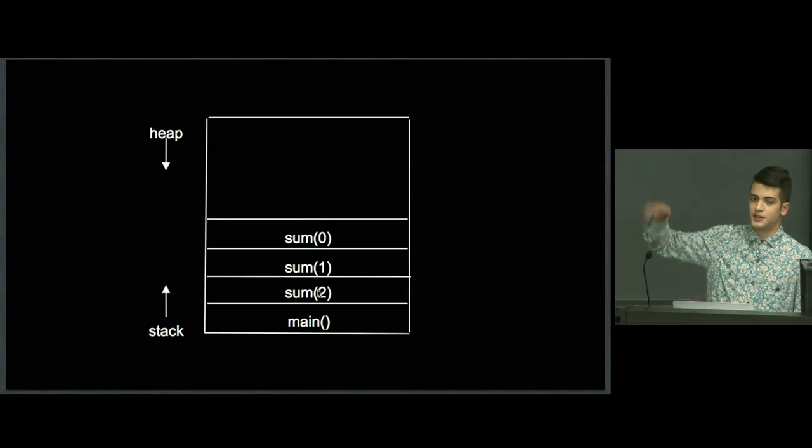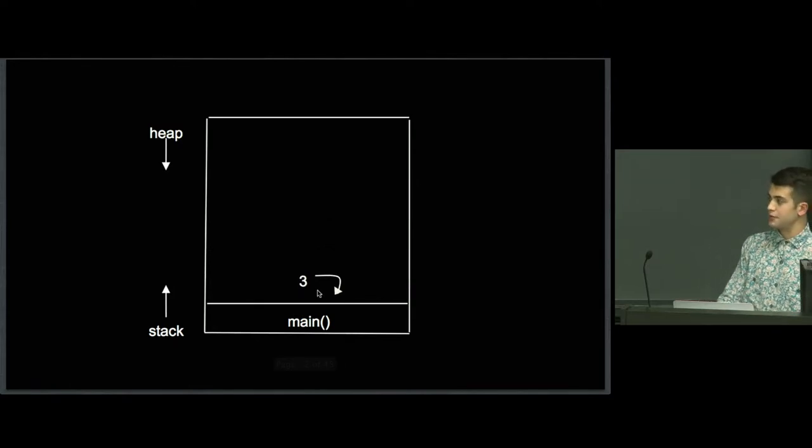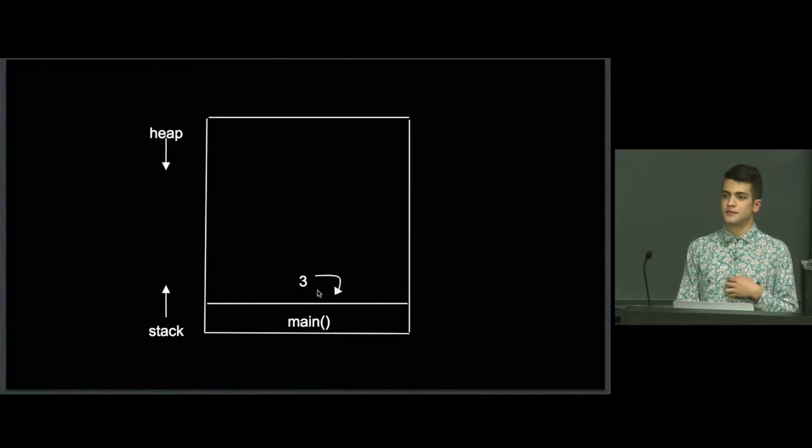And then each of these ones that are on top of another have to return before the other ones can keep going. So for example, here, sum of 0 first is going to return 0 to sum of 1. Then sum of 1 is going to return 1 to sum of 2. And finally, sum of 2 is going to return 3 to main. Does that make sense? It's really important to understand how the stack is working and try to see if it makes sense.